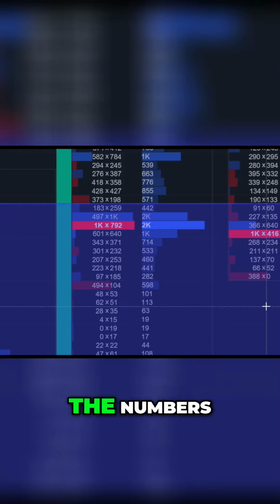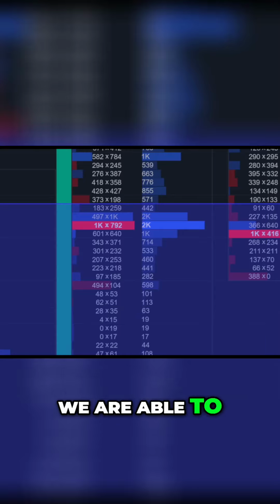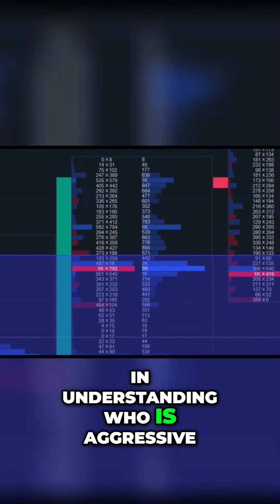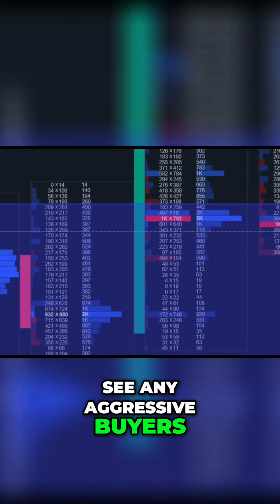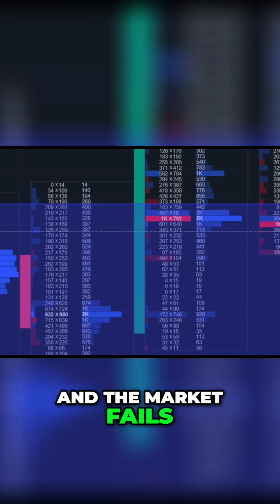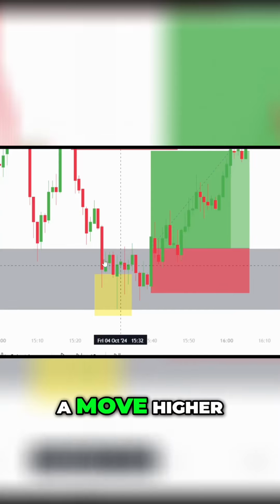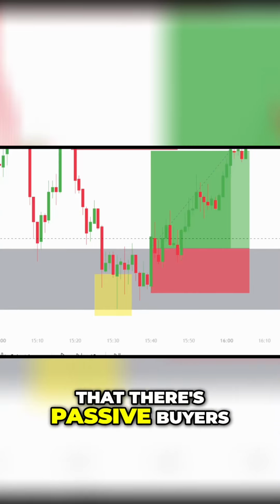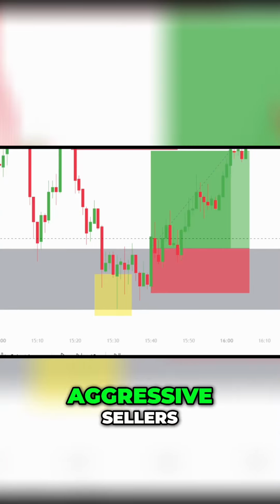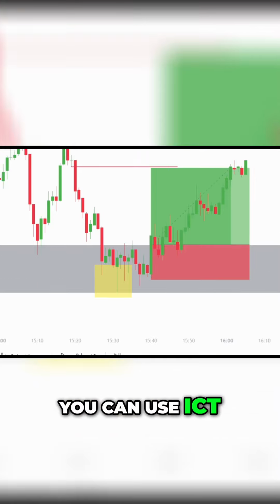Just by reading the numbers, it's very basic once you understand this, but just by reading the numbers, we're able to gain such an edge in understanding who is aggressive. So when you don't see any aggressive buyers and you see lots of selling pressure, lots of aggressive sellers, and the market fails to move up, this is what indicates a move higher, because it shows us that there's passive buyers that are absorbing the aggressive sellers, and that stops them from moving the price down, and that's why we want to be buying. And that's essentially a sneak peek into how you can use ICT with order flow.